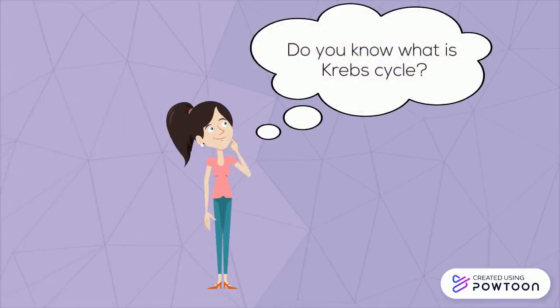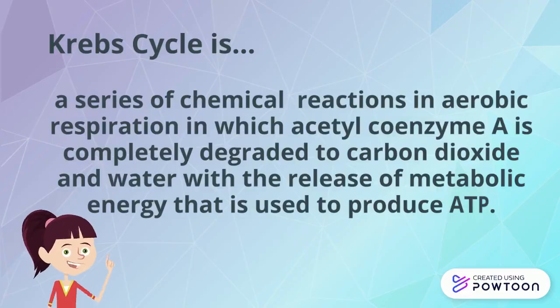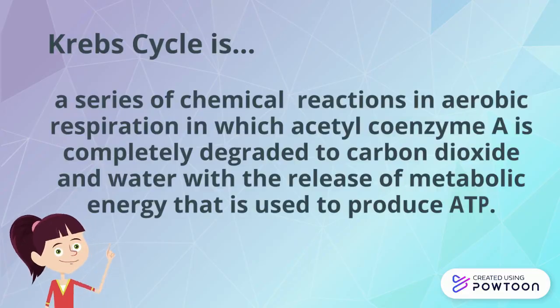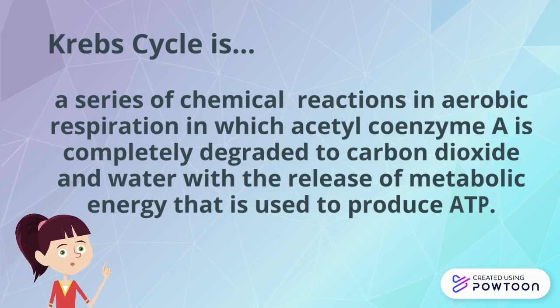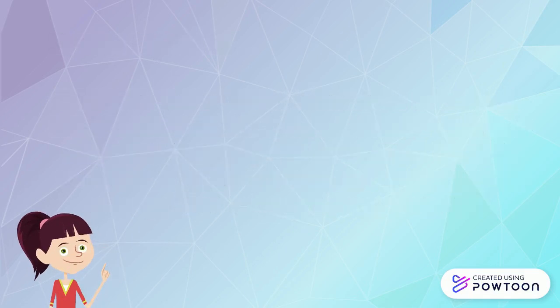Do you ever wonder what is Krebs cycle? Krebs cycle is a series of chemical reactions in aerobic respiration in which acetyl coenzyme A is completely degraded to carbon dioxide and water with the release of metabolic energy that is used to produce ATP. It is the second stage in aerobic respiration.